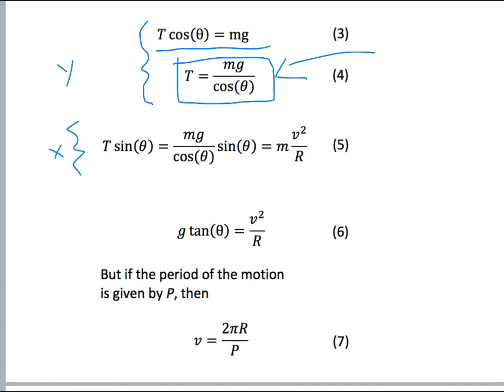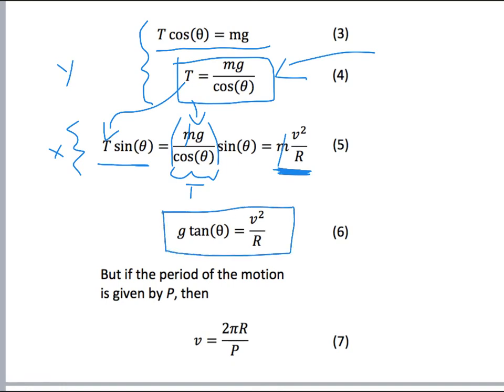The other thing it asked is the period of rotation of the ball. How long does it take for the ball to complete one circle? And so we can apply the x equation for that. We can say that T sine of theta is equal to mv squared over r. That's what we saw on the previous slide. But if I take this T and plug it in, so this T gets plugged into there, and of course that's just mg over cosine of theta for T. So this right there is the tension. And we can note that the mass is going to cancel. Sine over cosine is tangent. And so we're left with g times the tangent of theta is v squared over r.